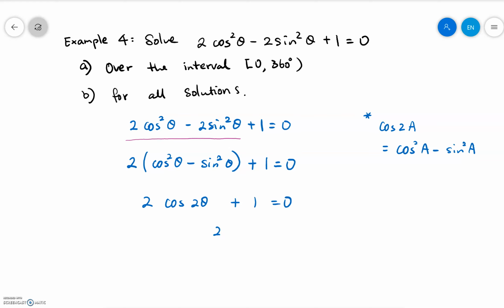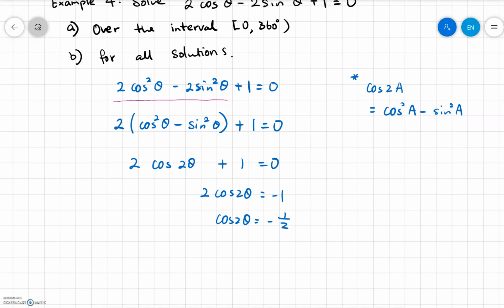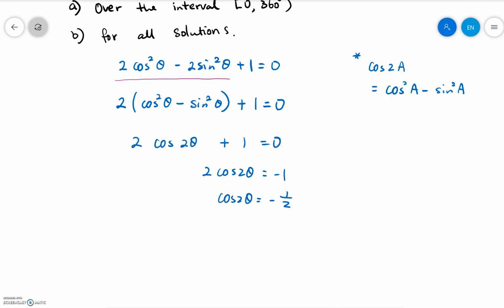Solving for cosine of 2 theta, I get cosine of 2 theta equals negative 1/2. Okay. So that tells me 2 theta has a reference angle of 60 degrees, but because it's negative, it's in quadrant 2 and quadrant 3.